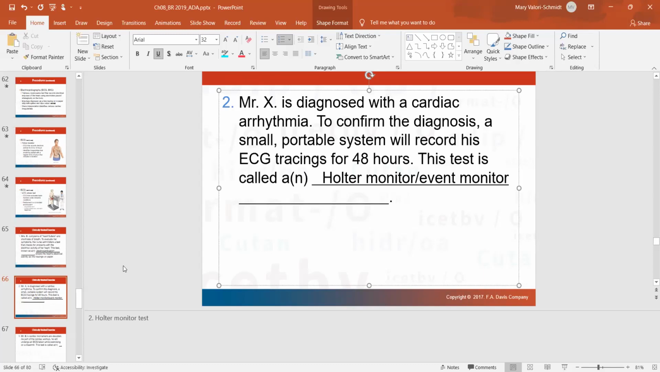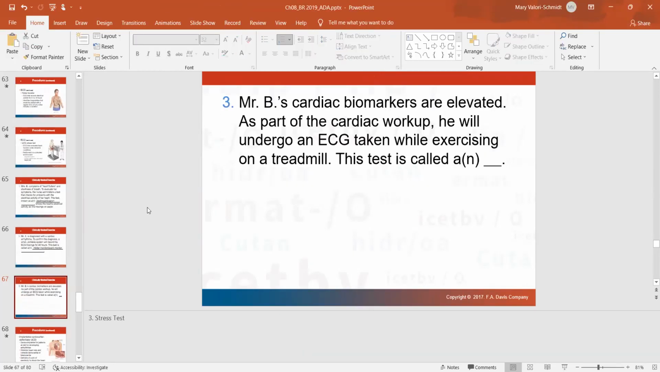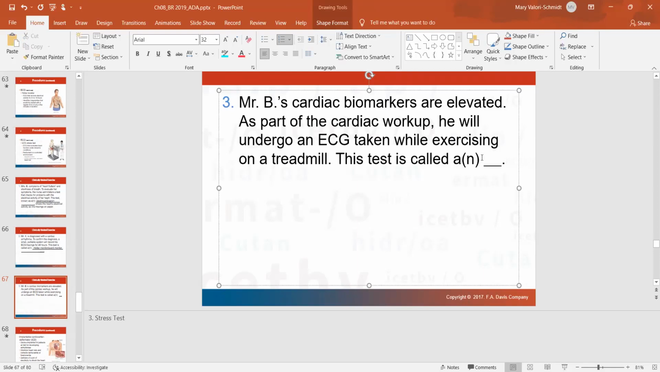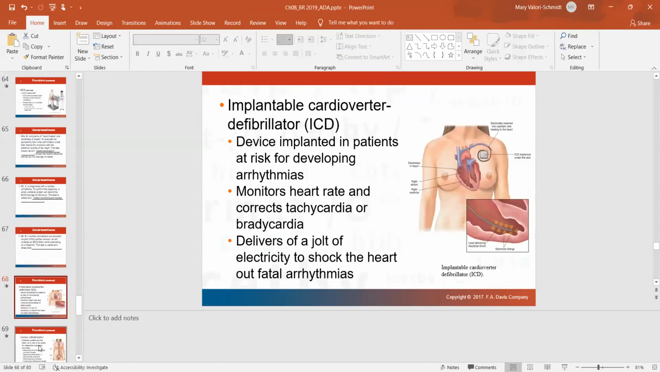Some people think that's ECG. It is not. An electrocardiogram is an ECG or EKG. An echocardiogram is an echocardiogram. And an EEG is for the brain. All right, this gentleman is going to have an ECG taken while he's exercising on a treadmill. And we call that a stress test. Absolutely. Very good.